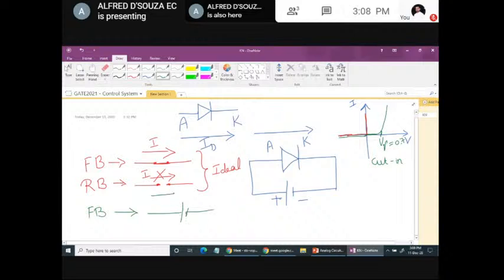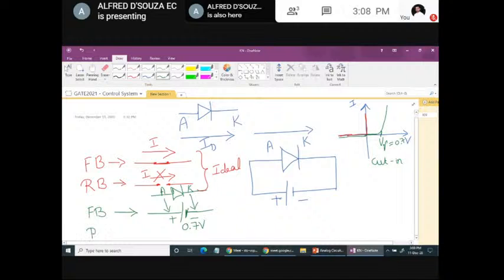So a diode will have two terminals, anode and cathode. If the diode is forward biased, then it is represented as a voltage source with the polarity as shown, like this. Towards the anode, it should be positive. Towards the cathode, it should be negative. And the value will be equal to its cut-in voltage. In case of silicon, it is 0.7 volt.